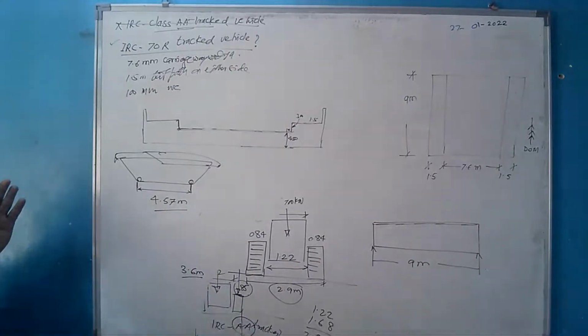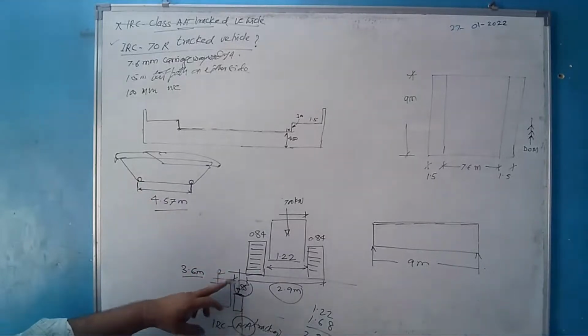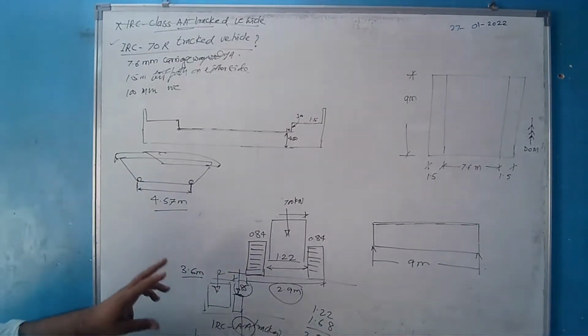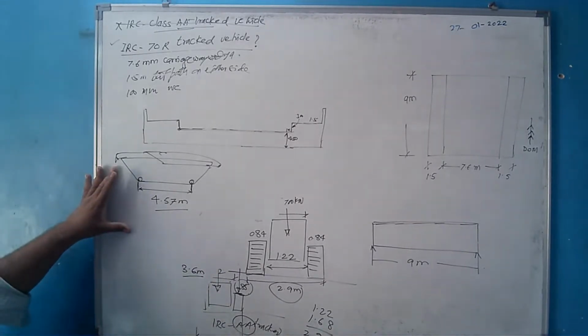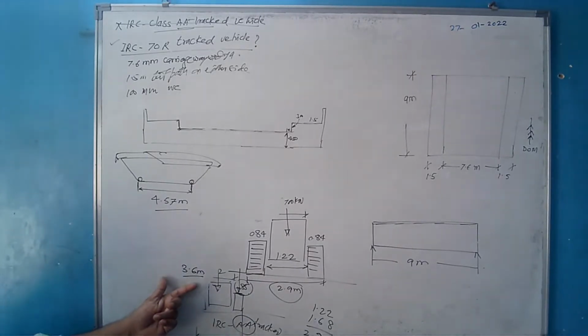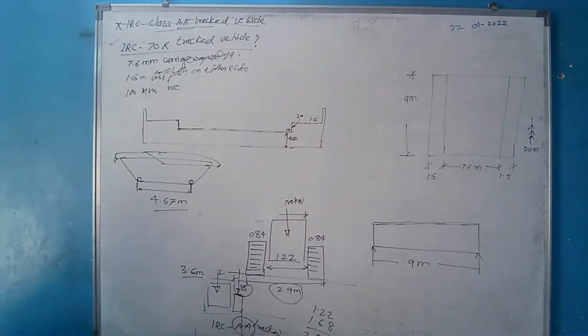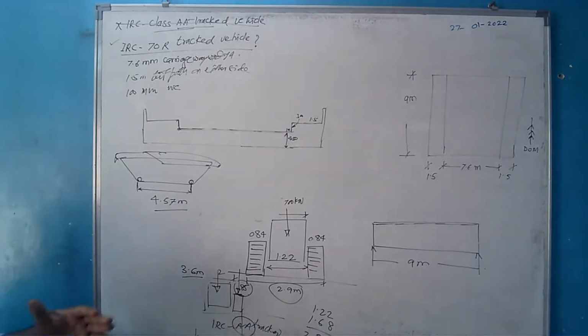It means that the load will get distributed on a greater length, on a greater area. The magnitude of load is the same, 700, 700. But as the load is distributed on a greater area, the intensity of load will be less in case of 70R, and the intensity of load will be more in case of the IRC tracked vehicle, because there the length of contact is less, so the load gets distributed on a lesser area. So when the same load is distributed on a greater area, the intensity will be less. Lesser the intensity, the moment developed will be less.